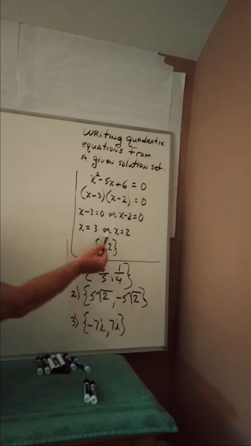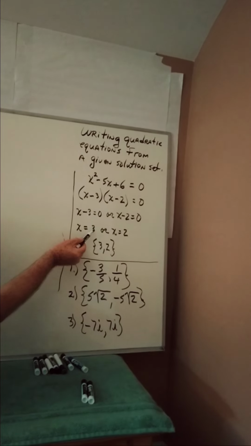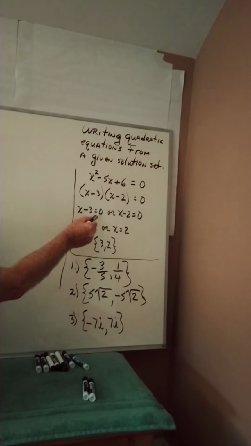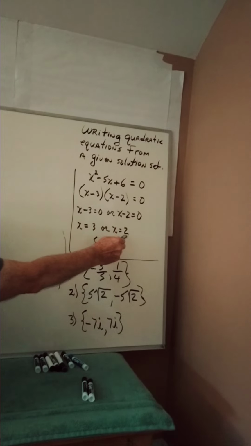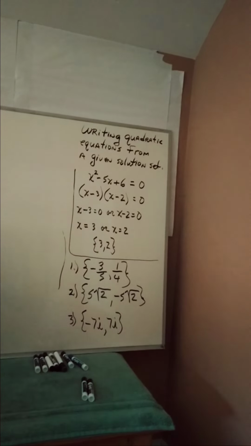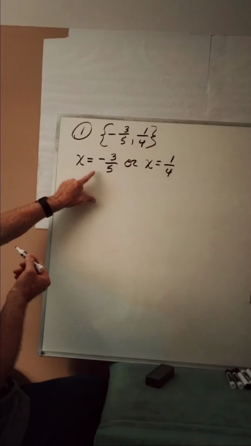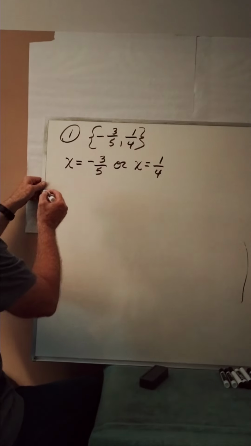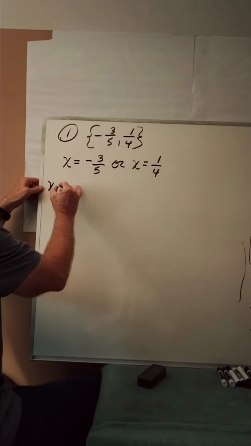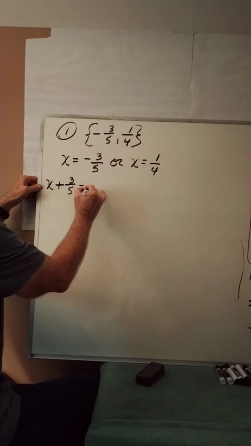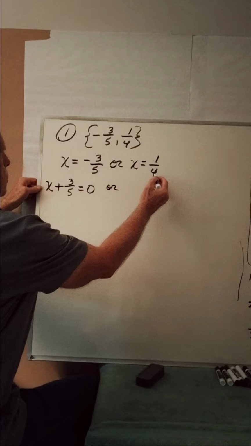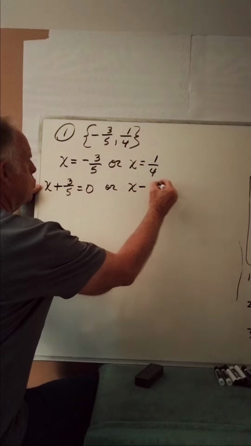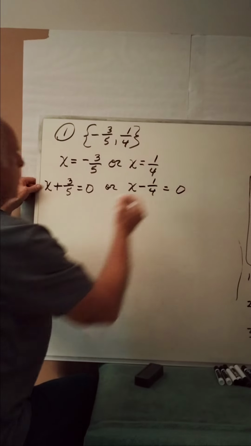What did we then do from here? We moved that 3 over to the other side, changed its sign so that we could set it equal to 0. And we did the same thing here. We moved that 2 over to the other side and set it equal to 0. Back to our problem. We moved the negative 3/5 over to the left-hand side and change its sign, because we have to set it equal to 0, and we do the same thing to this one. Bring down the x, move the 1/4 over to the left-hand side and change its sign to a negative and set it equal to 0.